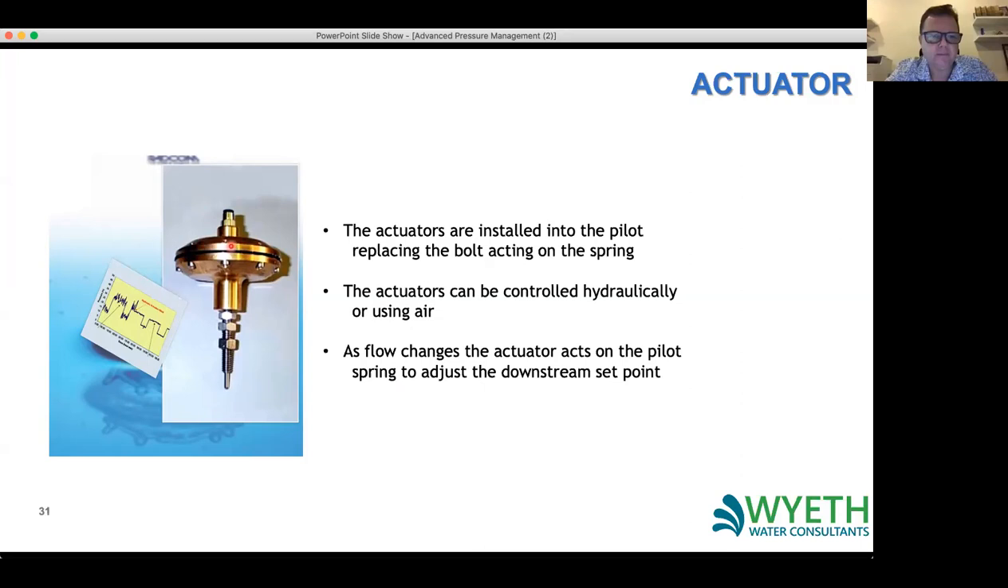And what happens is you pump air or water pressure in the top here, and it then pushes this bolt up and down to control the downstream pressure of the PRV.